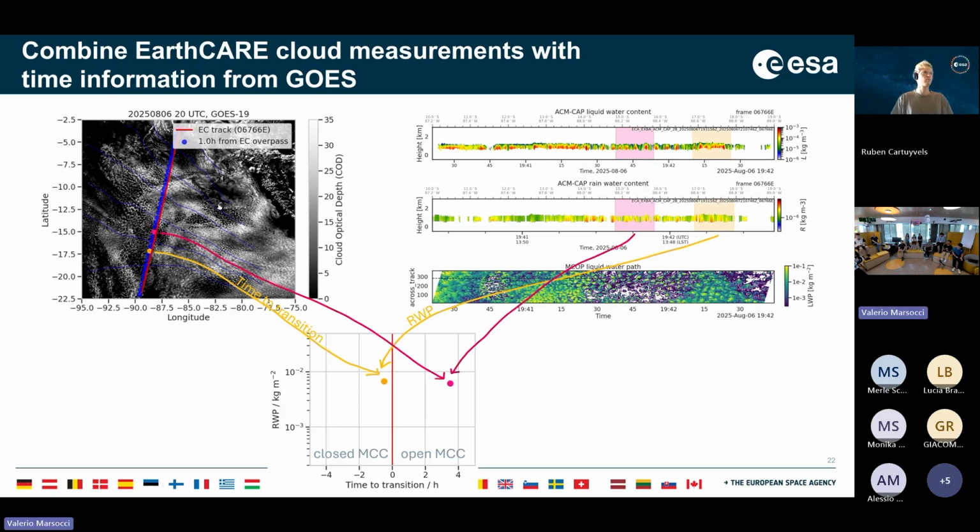Or here, another example: these clouds were already open cells when EarthCARE overpassed them, and we see in the time information that about 3 hours earlier they were closed cells. And again, we can check what their rainwater path was in EarthCARE.